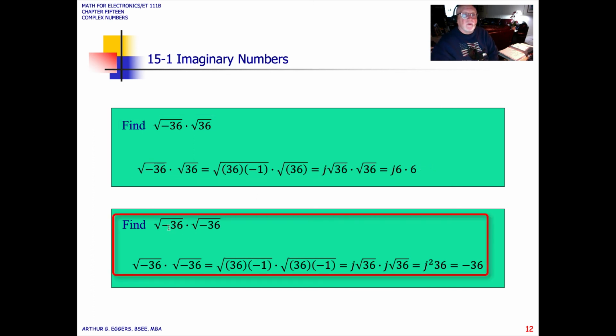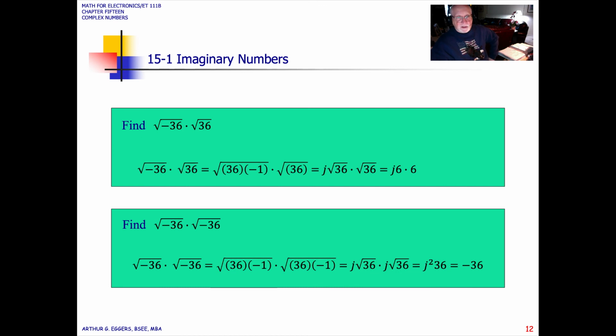What if we have a product where they're both negative numbers? So we treat them the same, 36 minus 1, 36 minus 1, take the square root of each. We end up now with our first incidence of a j squared times 36. Okay, and multiplying the square root of 36 and the third square root of 36 together, we end up with 36. And since j squared gives us a negative value, then we end up with minus 36.